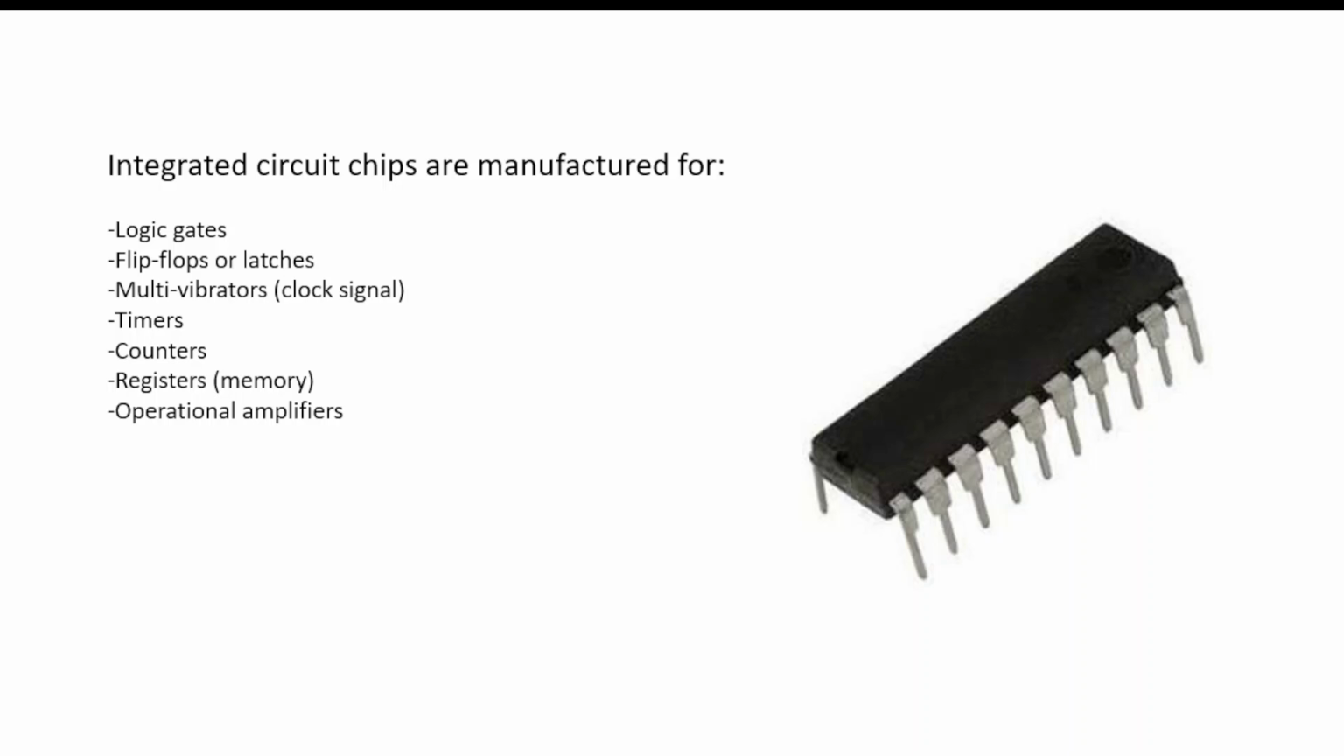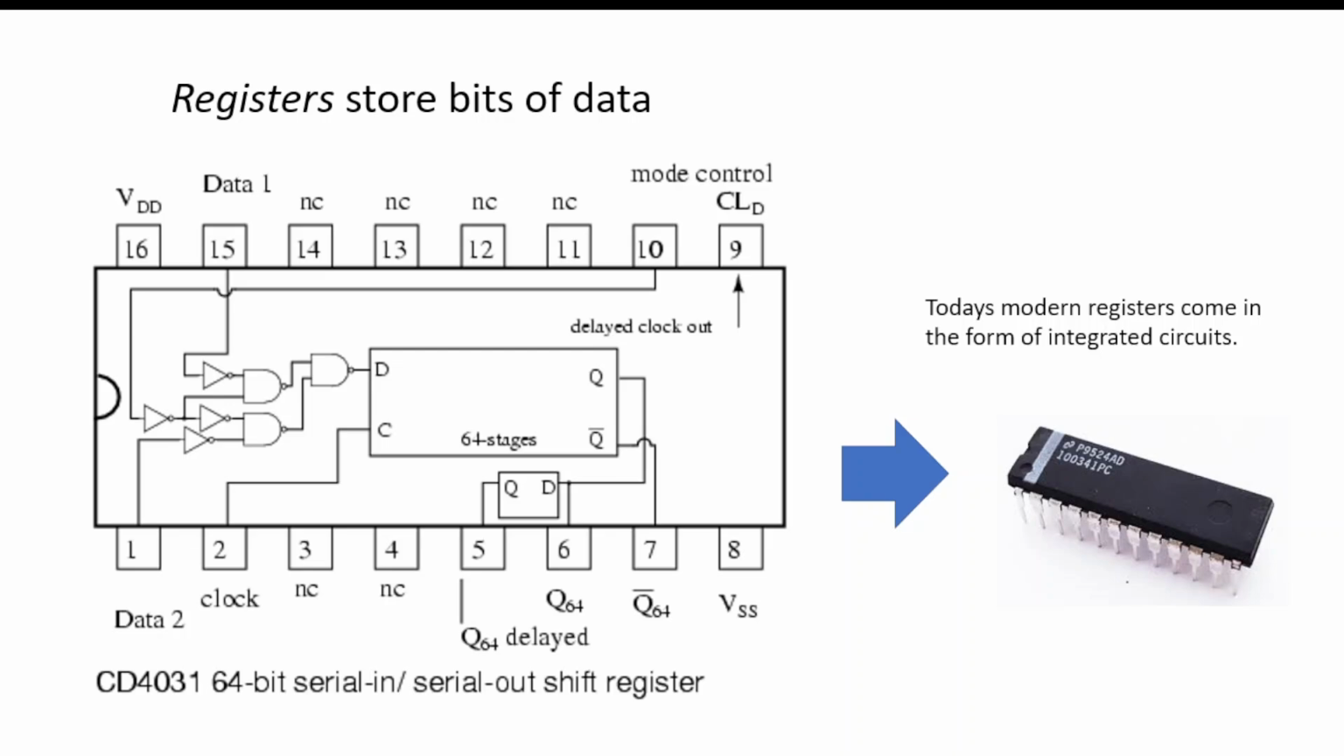Now, integrated circuit chips are manufactured for pretty much anything you can think of. Logic gates now come in integrated circuit chips, flip-flops, latches, multivibrators, timers, counters, registers for memory, and operational amplifiers. And remember, registers are used to store bits of data. So today's modern registers come in the form of integrated circuit chips. Instead of having to wire up a whole bunch of flip-flops to make a serial in, serial out, or parallel in, parallel out, you simply purchase the correct integrated circuit.